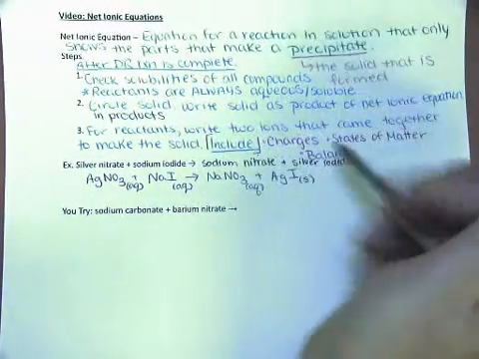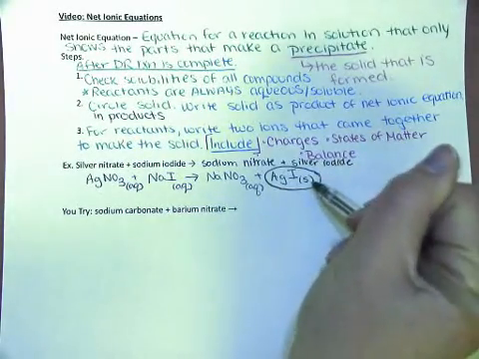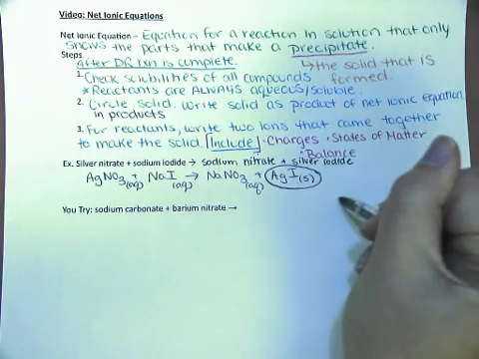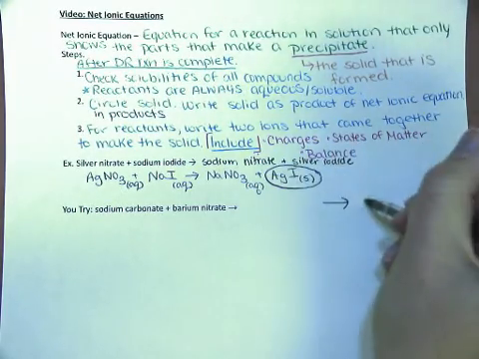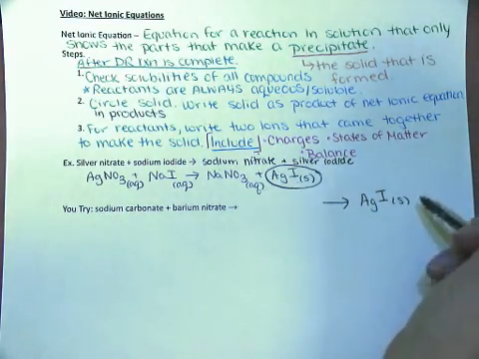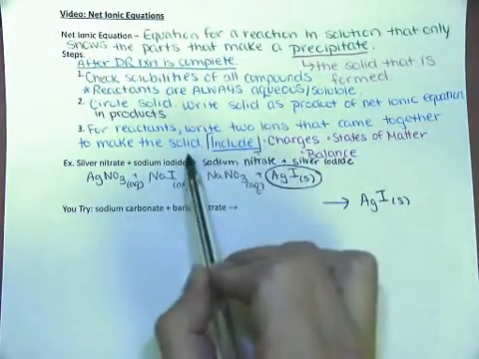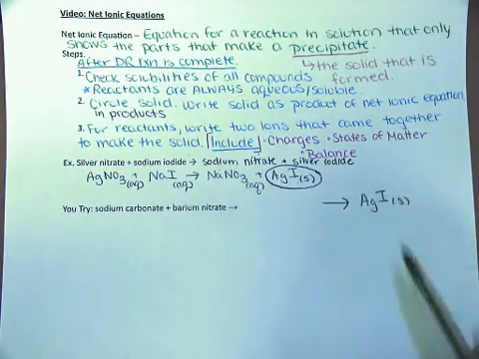Then I circle my solid. So I circle my silver iodide, and I write the solid as the product. So I write my net ionic equation here. My product, silver iodide, and I include my state of matter. Now for my reactants, I write two ions that came together to make the solid. So this came from silver and iodide ions.